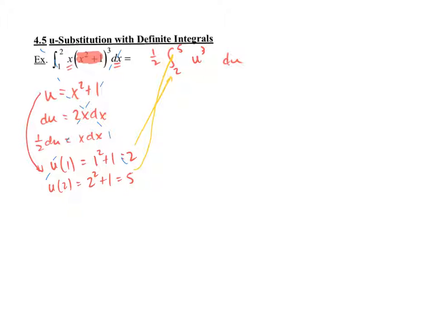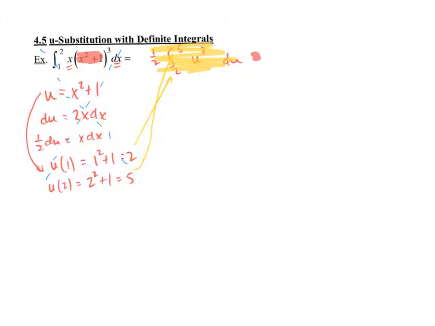I'm going to draw these dashed lines through them to indicate I don't want to do anything else with x. I do not want to go back to x. I want to act like this new problem in terms of u is the original question. So this integral right here, I just want to act like that was the original problem from the very beginning. So the 1/2 is going to stay in the front.